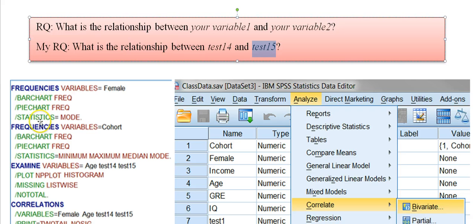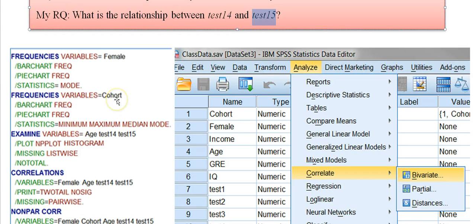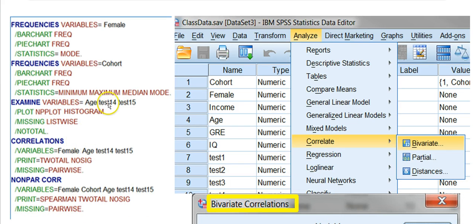And so let's look at our syntax, and we have the frequencies command where I'm asking for a bar chart and a pie chart and just the mode in the statistics, because female or gender is a nominal variable. Then for cohort in the class data, it's an ordinal measure. So again, I asked for the bar chart and the pie chart, and I've got the min, max, median, and mode. Then for the variables that are intervally scaled, like age and the two tests, I'm going to go ahead and ask for everything there because they're intervally scaled.